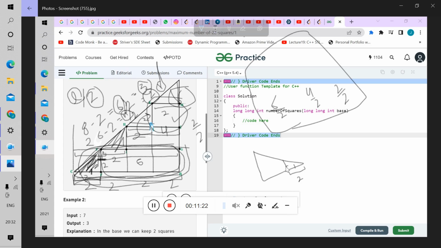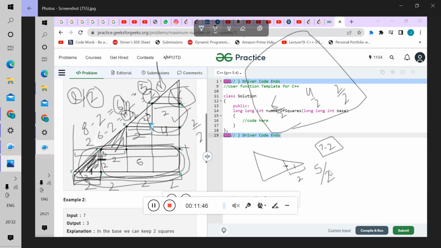So what I will do is 7 minus 2, which is the useful length that I can get, right? So 5 is the length that I can get. But I cannot make an exact number of squares because 5 is an odd number. So if I divide it by 2, I can make 2 squares from here.